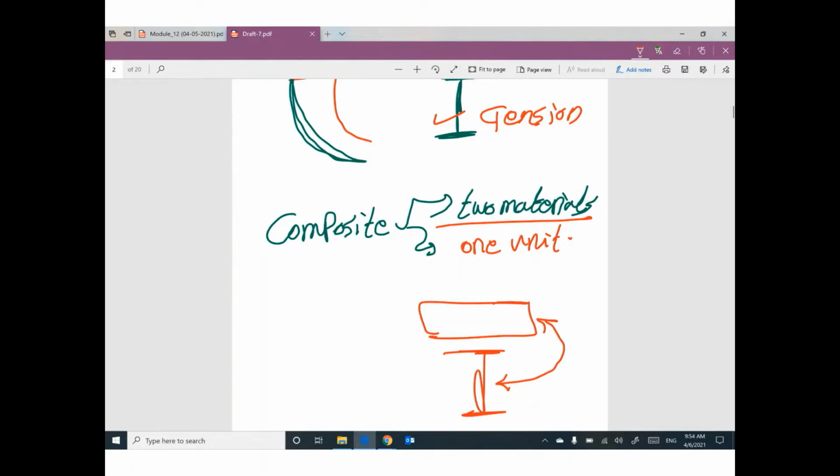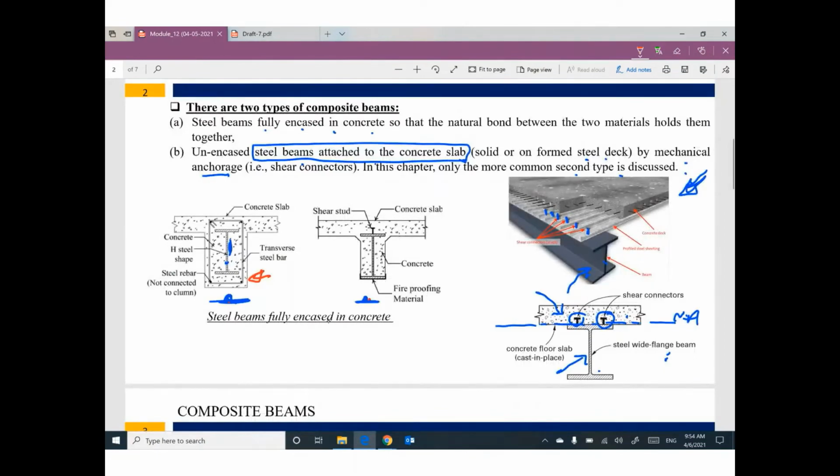The first type of beams depends on the natural bond between the surface of steel and the surface of concrete. I think this natural bond is not strong enough to make the two materials work together as one unit. We will have problems. We will have issues between the two, especially as the surface of the steel is smooth. So the connection or the bond will be weak.